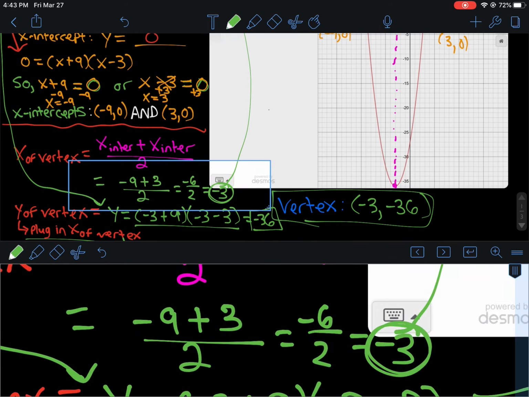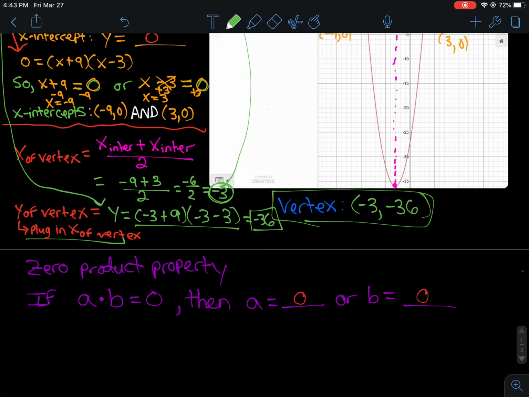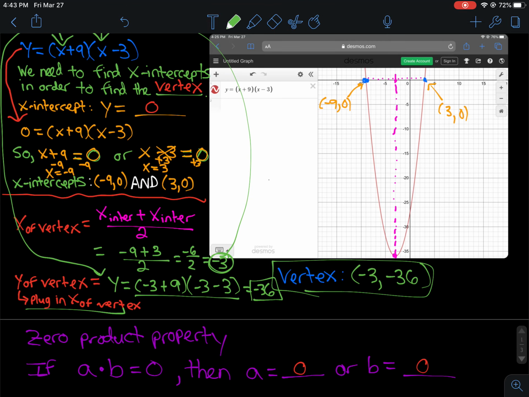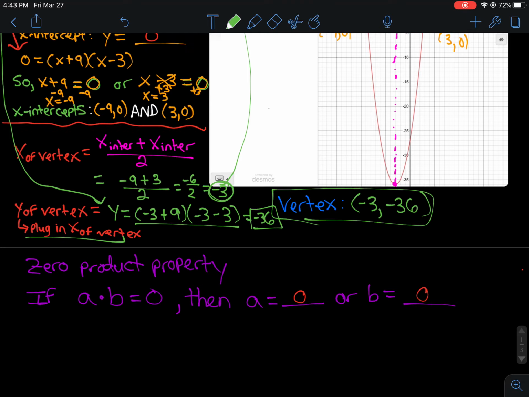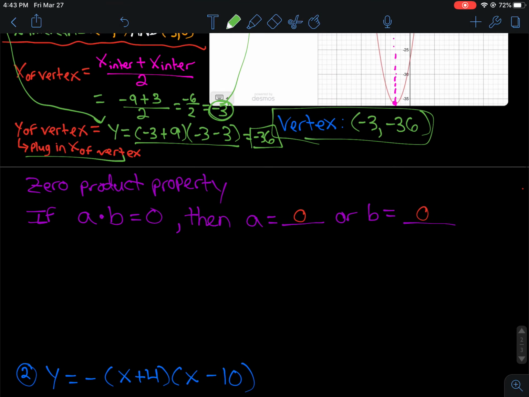Now again, I wrote a lot here. There's a lot going on here, but just to fully understand what's going on, you can hopefully get the reason why we have to do certain stuff here. I'm going to go ahead and do 2 more examples finding the vertex.